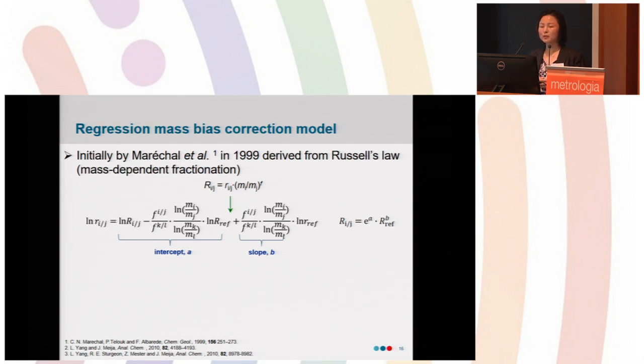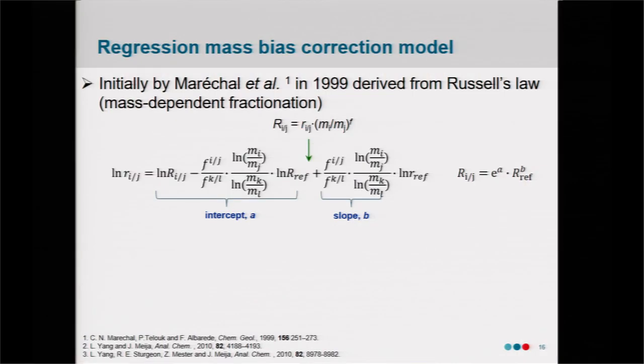The regression model was initially proposed 20 years ago, but it comes from the Russell law, which is a mass-dependent fractionation law, from which the first equation was derived. So the analyte isotopic ratio has a linear relationship with the calibrator, the reference. By using both the intercept and the slope, with that simple equation, you can calculate the true ratio.